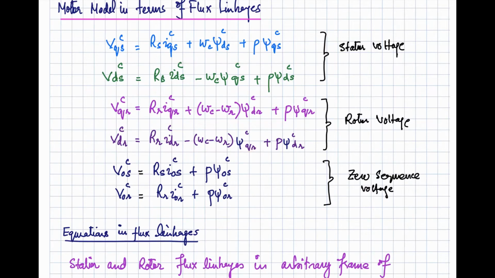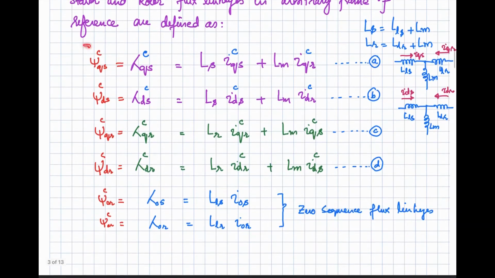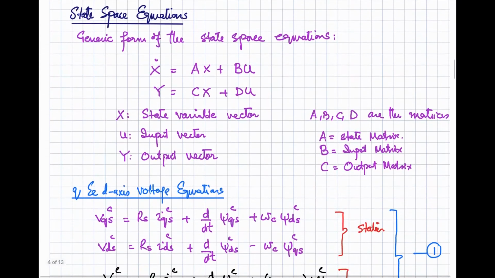We have already seen the arbitrary frame reference model in the last week. Today we are going to discuss the state space model of the induction motor in the arbitrary frame of reference. So we will be using these voltage equations and these flux linkage equations to develop the state space model of the induction motor in the arbitrary frame of reference.